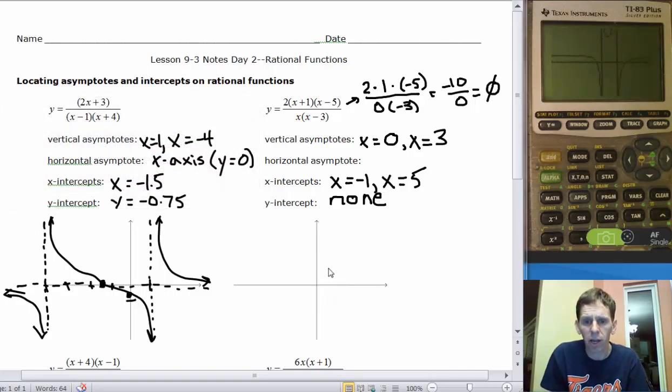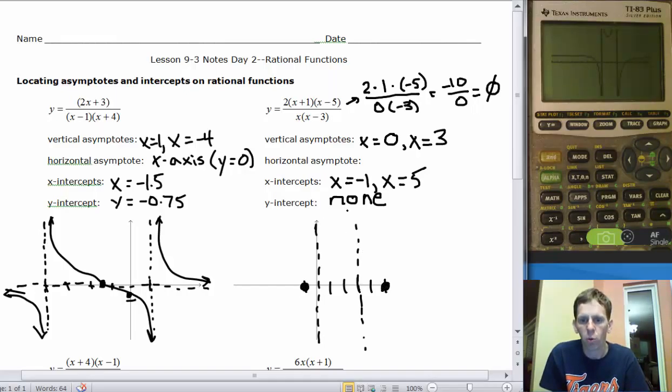So let's graph what we have so far. We have our vertical asymptotes at x equals 0, dashed line along our y-axis, which is the line x equals 0, dashed line at x equals 3 as well. That's our other vertical asymptote. X-intercepts at x equals -1 and x equals 5. No y-intercepts.